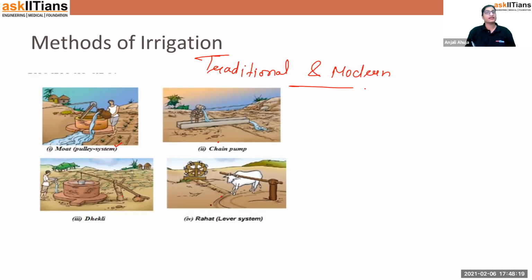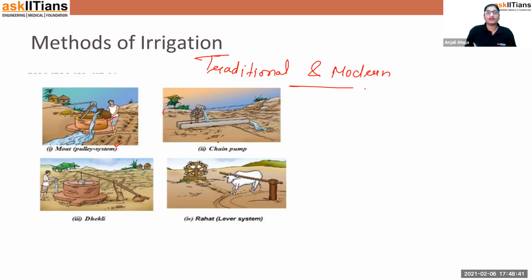Fine. This question can come as an MCQ. If in your school or otherwise you have to give an entrance exam, which one of the following is traditional one? Really important. So Moet is like a pulley system. It's like with the chain. It's not a chain actually, it's like a rope-like structure. You're just pulling it up, and water is coming from the well.